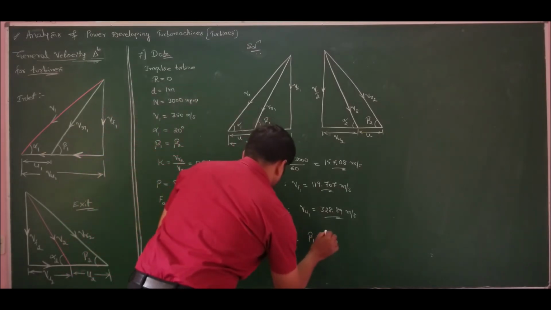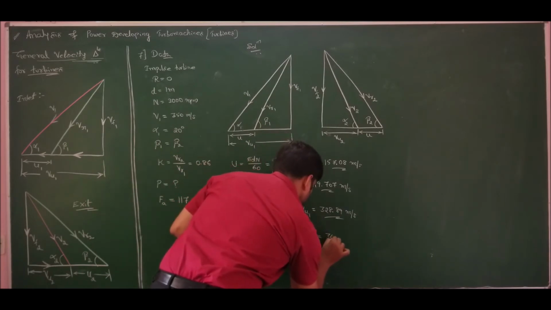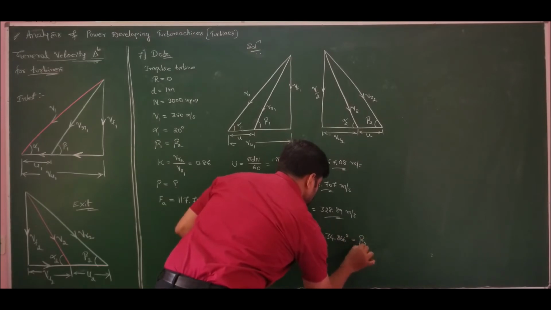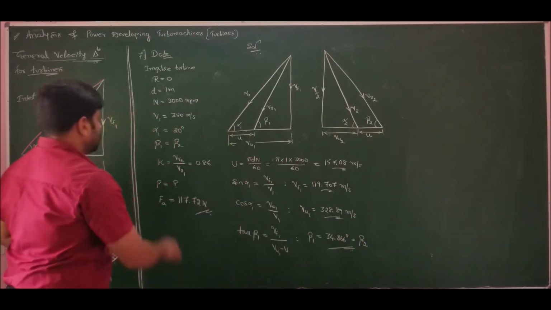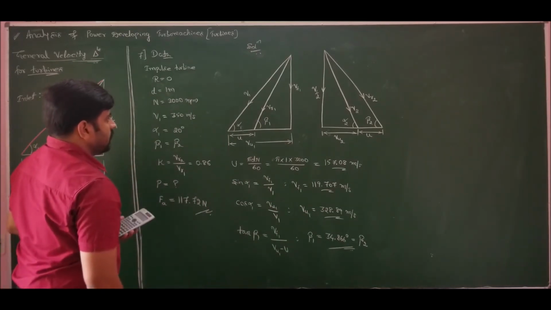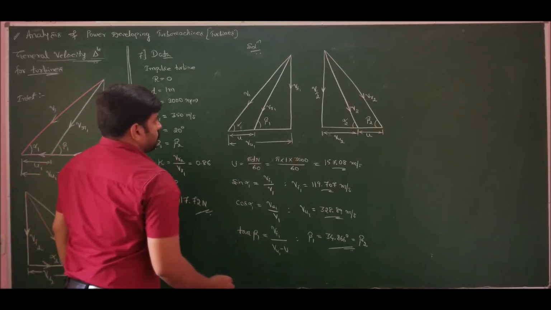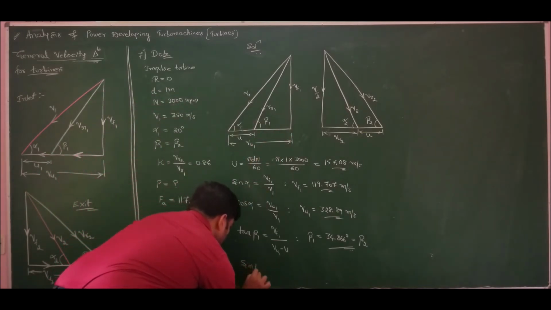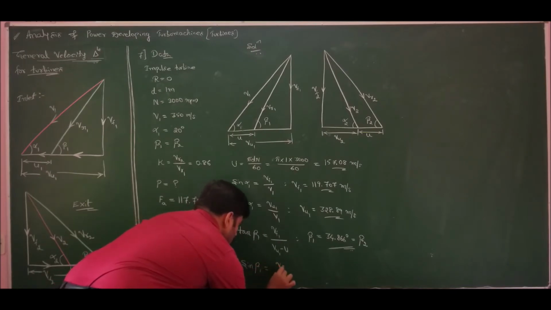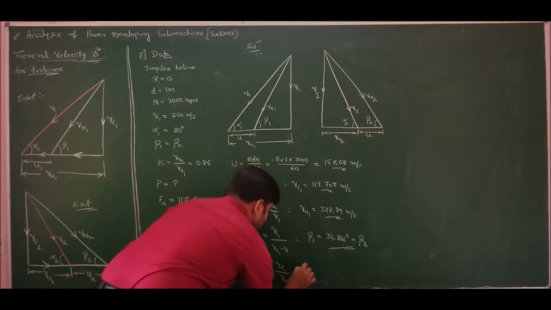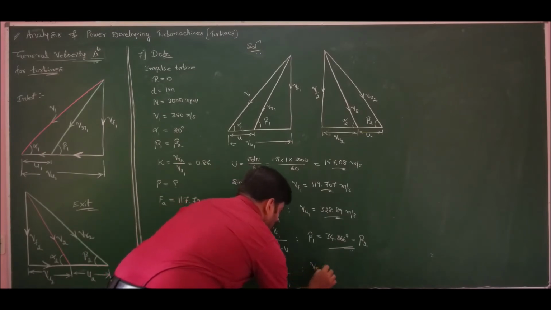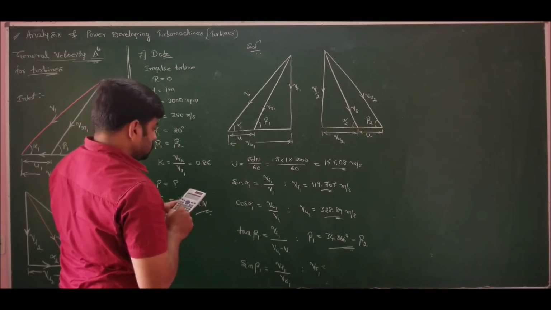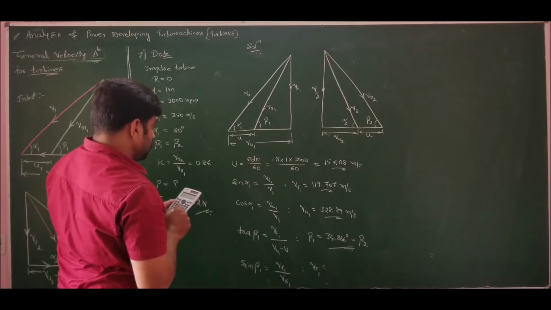Beta 1 is 34.866 degrees, which is equal to beta 2. Yes, given blades are equiangular. Now I can find the value of VR1. VR1 can be calculated by using sin beta 1. So sin beta 1 is VF1 by VR1. Hence VR1 will be VF1 by sin beta 1.